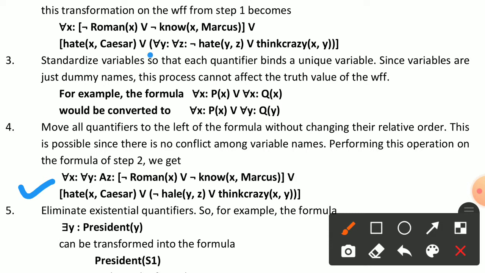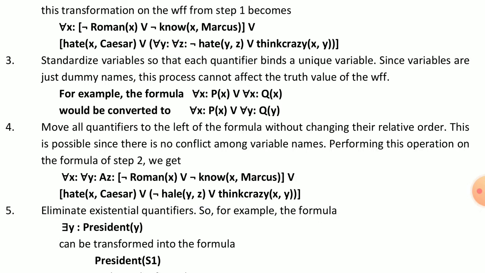This step will be written like this. This is the difference between step 2 and step 4. The order will be the same, but we can change the variable as we need.